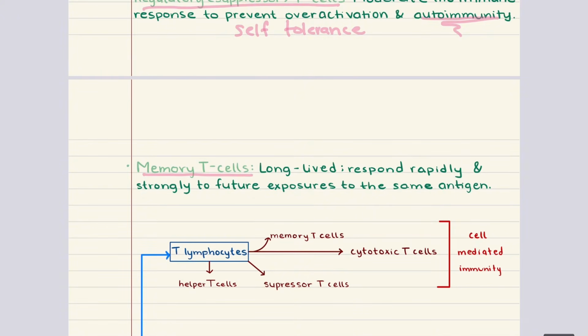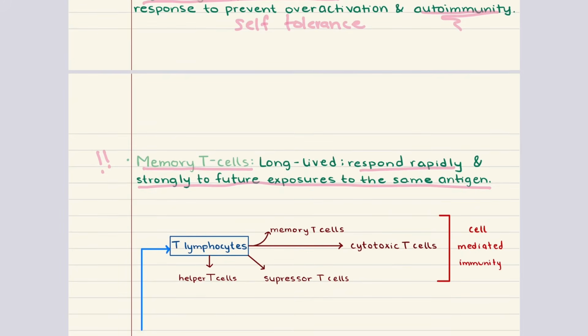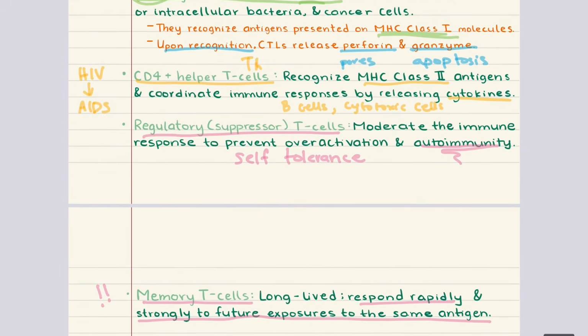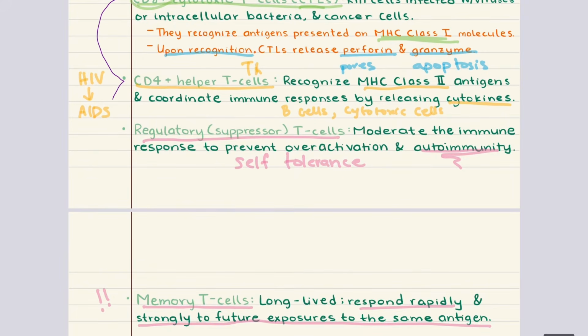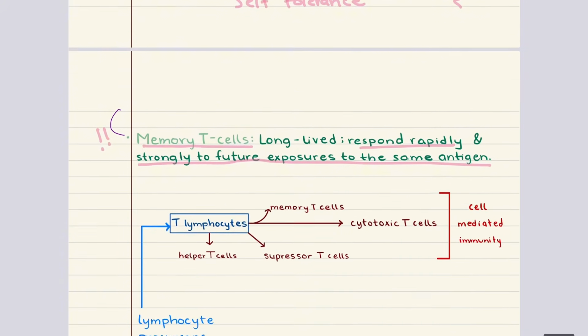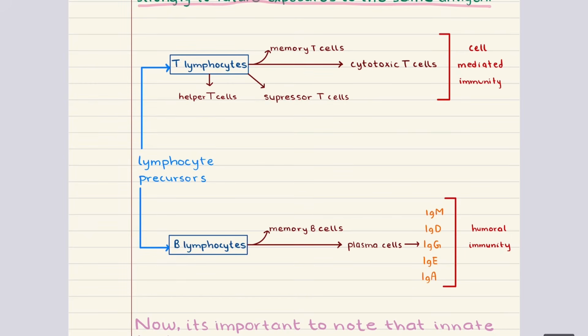Finally, we have memory T cells. These are long-lived cells that remain in the body after an infection has been cleared. If that same pathogen is encountered again, memory T cells are going to be able to respond rapidly and with greater strength, and that's hopefully going to provide faster and more effective protection against said pathogen. So together, these different T cell subsets allow the cell-mediated immune system to detect and then eliminate threats while hopefully minimizing harm to the body's own cells.